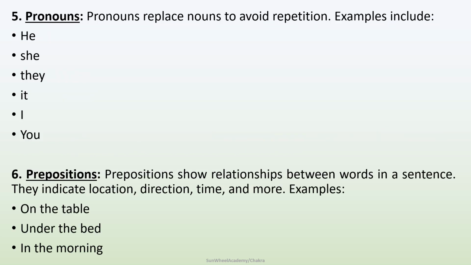5. Pronouns. Pronouns replace nouns to avoid repetition. Examples include he, she, they, it, I, you. 6. Prepositions. Prepositions show relationships between words in a sentence. They indicate location, direction, time, and more. Examples: on the table, under the bed, in the morning.